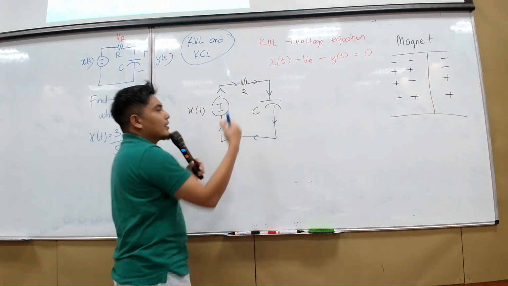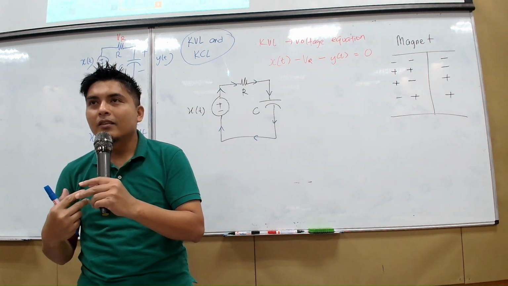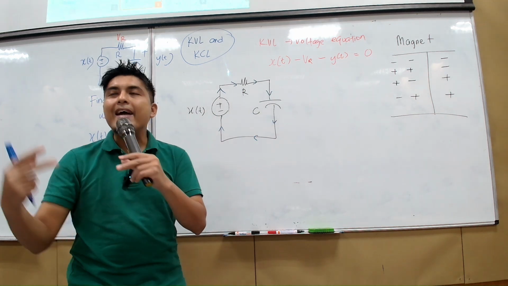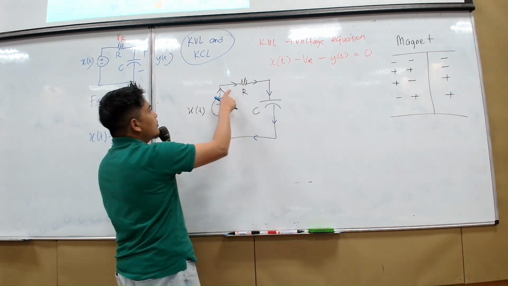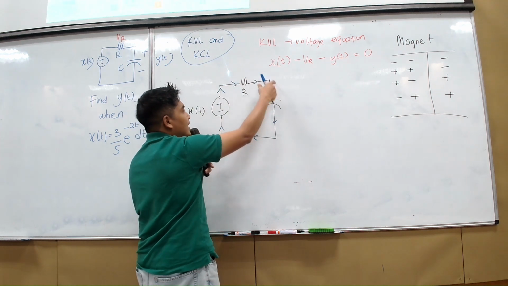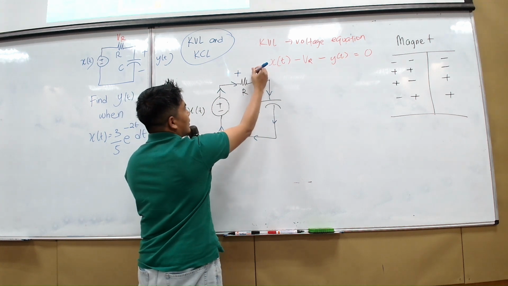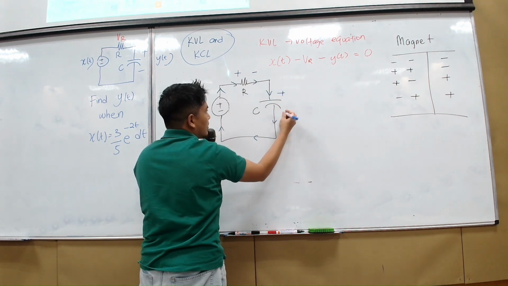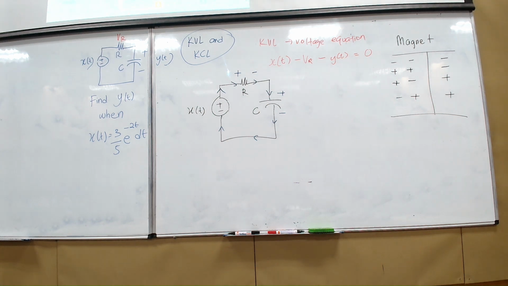The resistor, does it produce voltage or accept voltage? Accept it. The capacitor, does it produce or accept voltage? Accept. So it means that when the current goes into any component that accepts voltage, it will be positive and negative. The current going in will be positive, going out negative. Okay. Next.